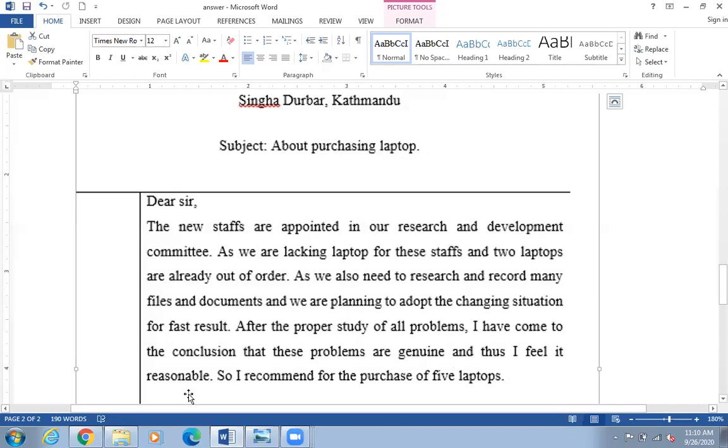Okay, so it is good to purchase. It is good to go with the latest technology and all. So that's why it is reasonable, and so I recommend the purchase of 5 laptops. This is how it is written. The letter is written saying that 5 laptops should be purchased.